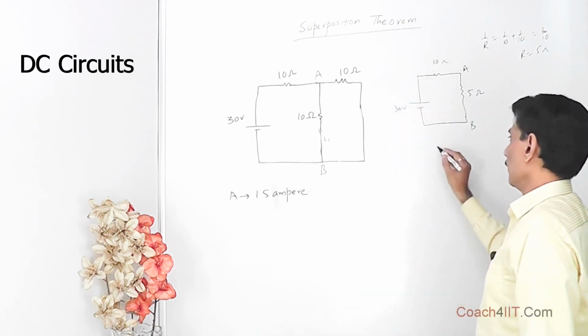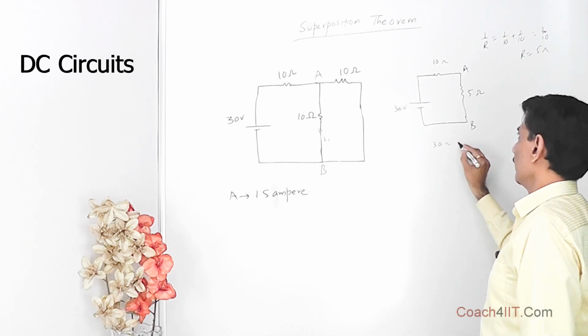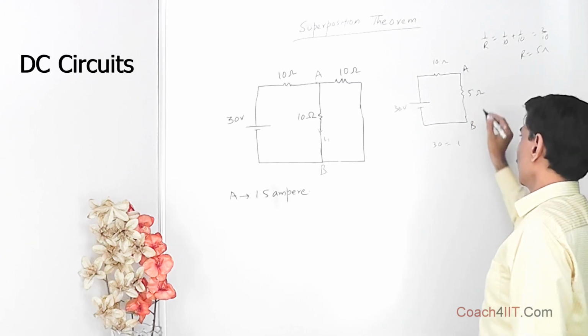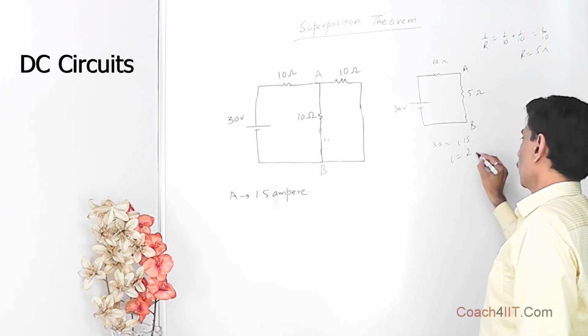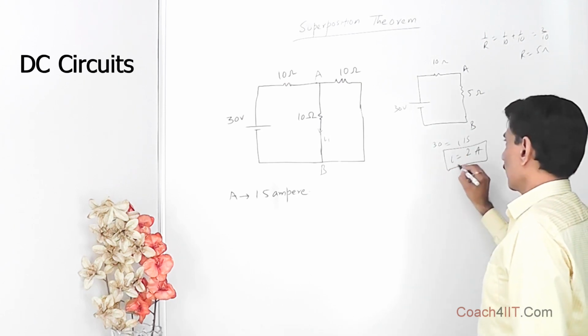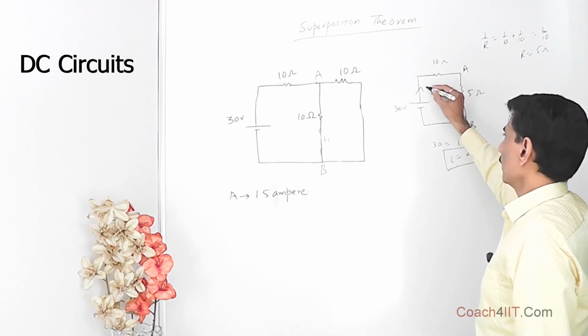Now we can directly apply Ohm's law. It says V is equal to IR. 30 is equal to I into R, where R is 10 plus 5, that is, they are in series. So current is equal to 2 ampere. It means the current which shall be coming out of the battery is 2 ampere.